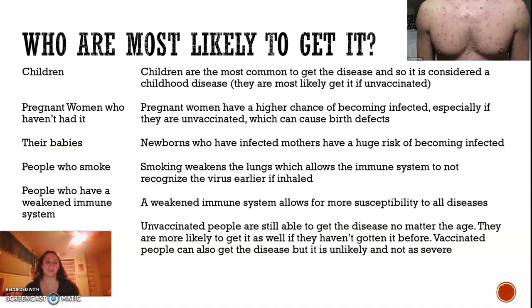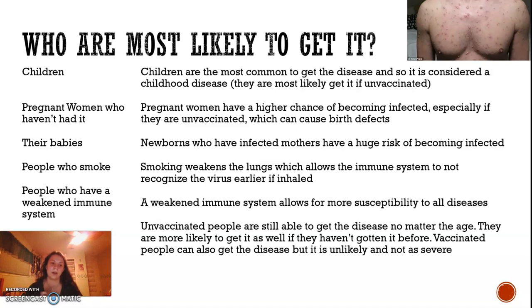There are certain people that are more susceptible to chickenpox than others. The main ones are children. They are the ones that are most likely to get the disease because their immune system is just not as strong as adults. And that's why it's considered a childhood disease, especially because almost every child got it in the 1950s. Especially if they're unvaccinated, they're more likely to get it. Vaccination is at about 12 to 15 months, so children that are under a year are more likely to get it than those who are older. But even those who are a little bit older are still more likely to get it than any other person.